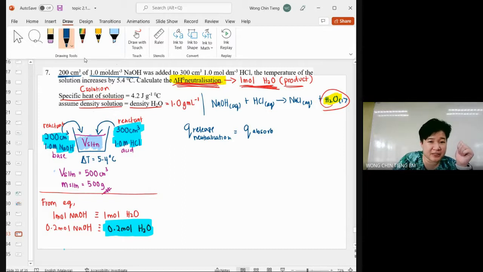Bila base masuk, bila acid masuk, kita dapat satu benda panggil solution. Siapa yang akan jadi panas? Solution tersebut jadi panas. So the heat released by the neutralization will be absorbed 100% by the, bukan calorimeter, by the solution. Calorimeter soalan tak bagi dan soalan tak tanya. Bila soalan tak bagi dan soalan tak tanya, kita assume calorimeter kita tak menyerap haba.